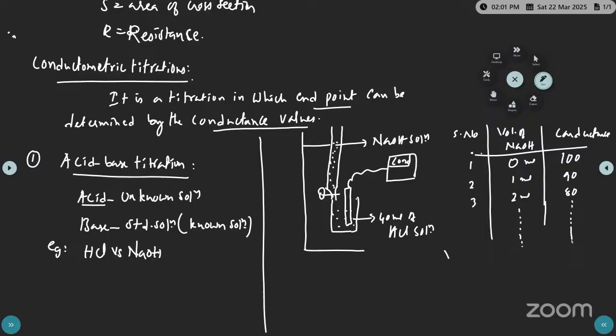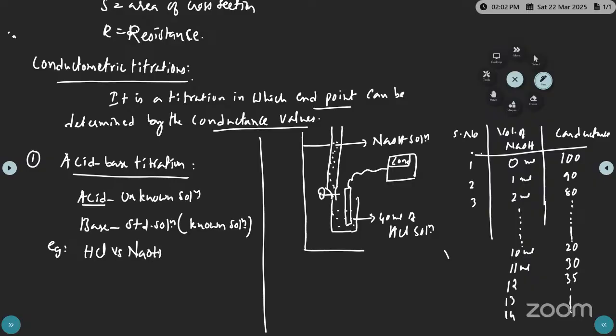For example, at the 10th ml the conductance gradually decreases to, let's say, 20. Whenever we add the 11th ml, again the conductance starts to increase. For example, the conductance is 30, and when the 12th ml is added, the conductance increases to 35. Like that, the conductance keeps increasing.